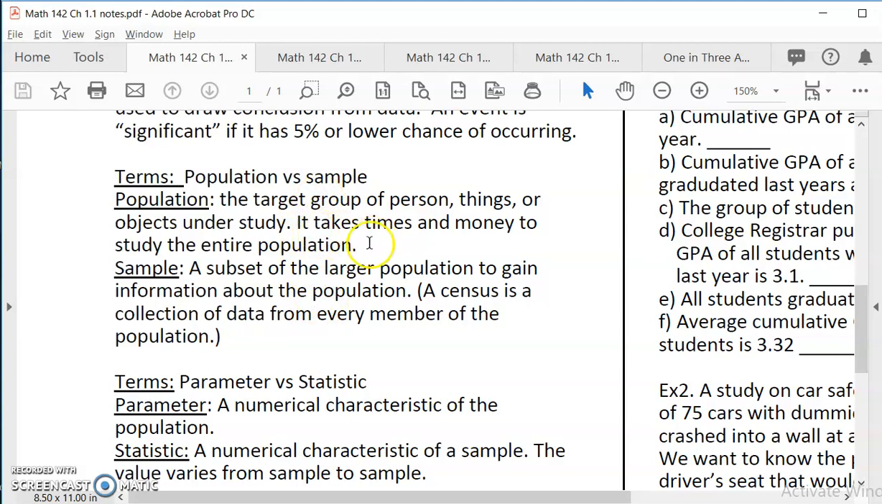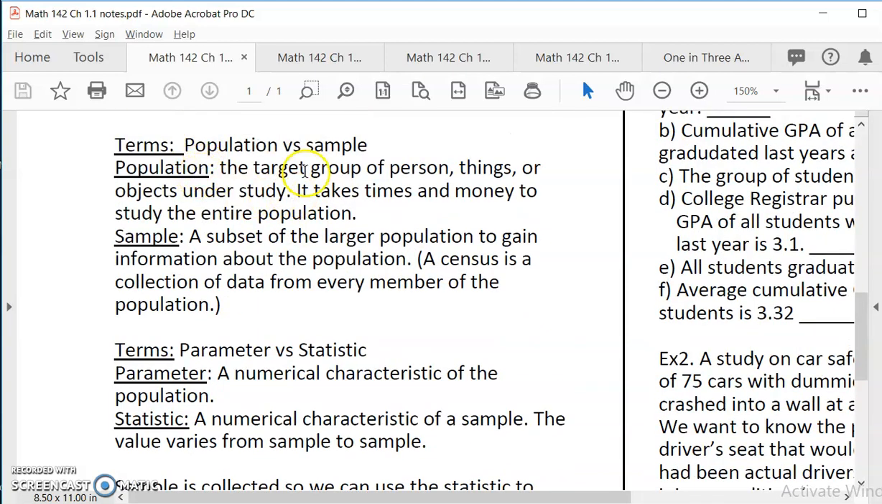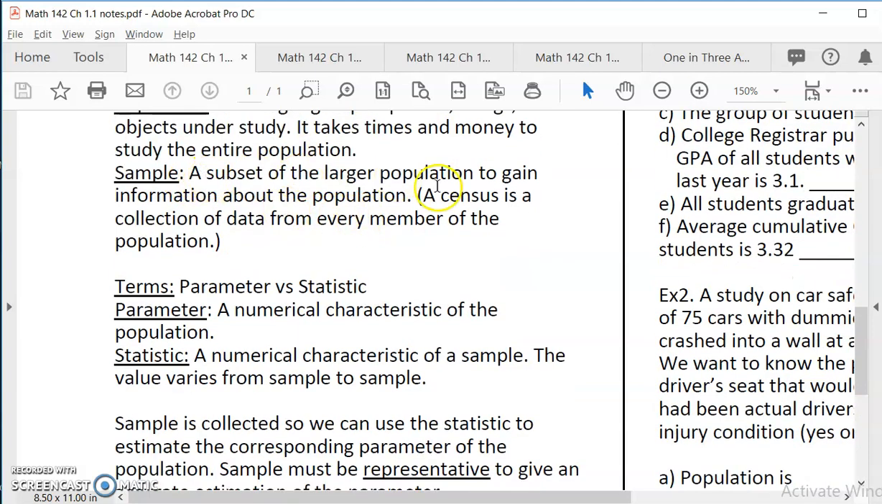Sometimes we would actually be able to collect all data from the population. We call this a census. A census is a collection of data from every member of the population. That is not a statistical study. It's a data collection, or it's a census. Okay, so understand these two words. Population is the target group. You can define your target group. In the previous study, Gallup was targeting all Americans. Sample is a subset.